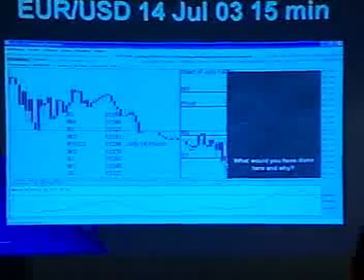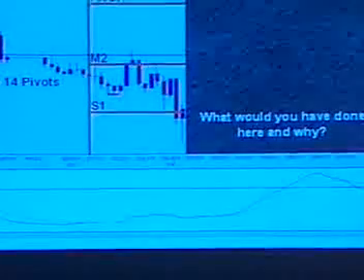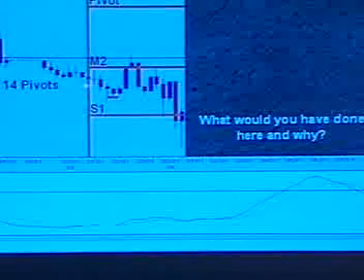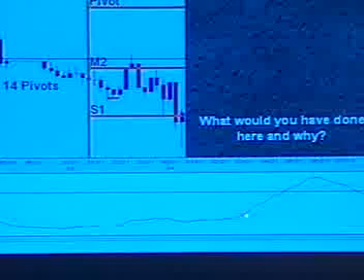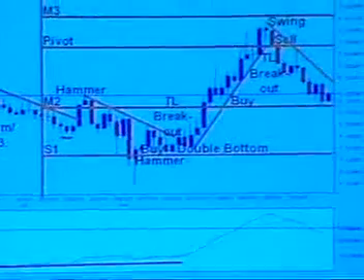What would you have done here? Hammer. We got a hammer there at a buy point. And we've got positive divergence here on MACD. See price going down, MACD waving up. I'd say buy.